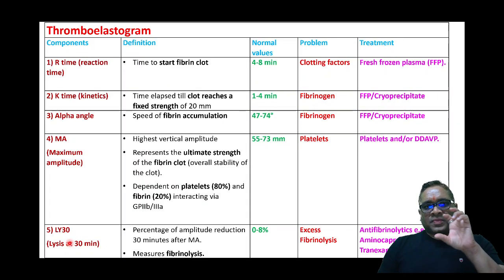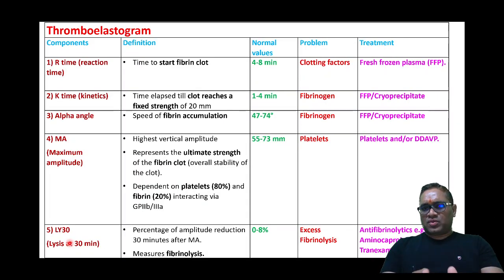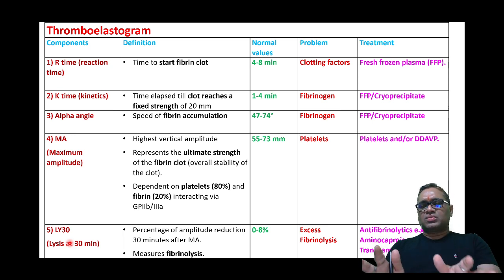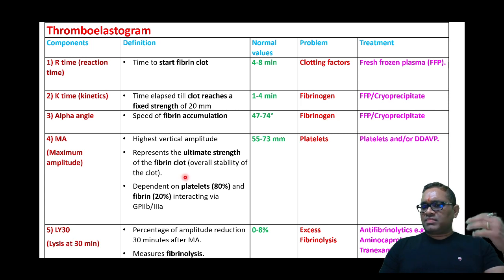Now this table I have kept just for a quick review, right? Whatever we have learned, I'm just going to tell you in a simple and short manner, and this table will be available in my Telegram group also. After the lecture, I'm going to upload this in the Telegram group.